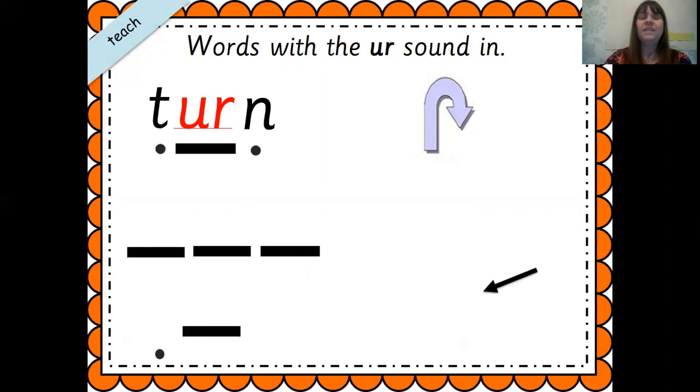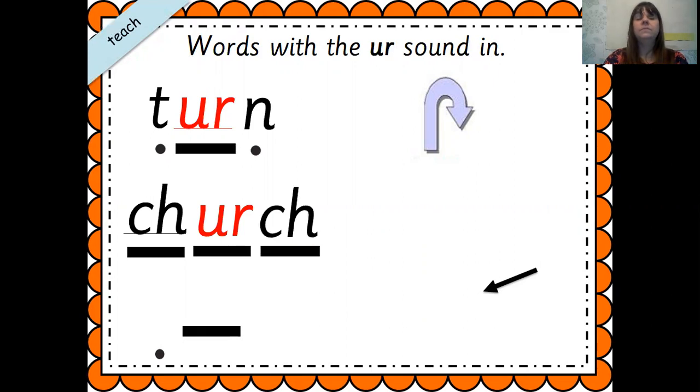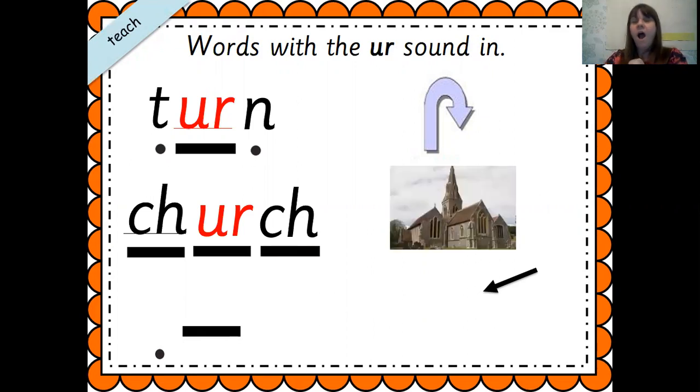The next one, let's sound it out. Ch. Let's put it all together a little bit faster. Church. Did you get that? Do you think it's going to be a church? Shall we see? Excellent! Instead of giving you a thumbs up now, give yourself a pat on the back. Well done.